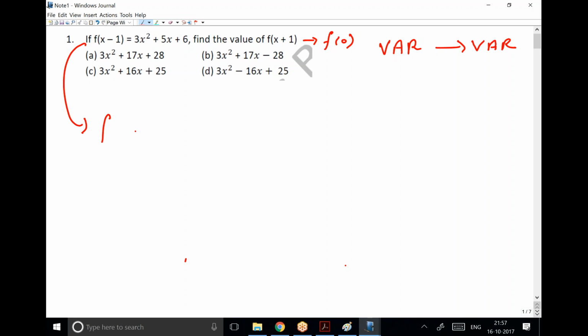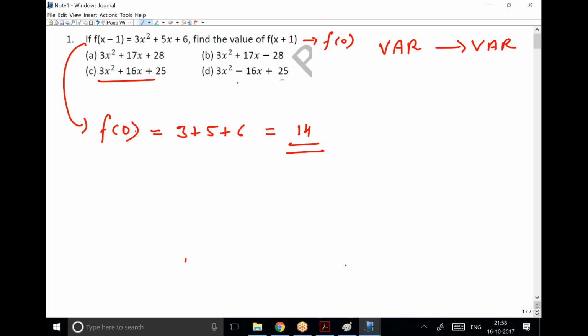If I put x equal to 1 here, it becomes f(0), and if I put x equal to 1, it comes out to be 3 plus 5 plus 6, which comes out to be 14. So f(0) has to be 14. When f(0) has to be 14, we know that when we put -1 here, we get f(0). So if I put -1 in an answer option, it is supposed to give us 14. So put -1 in the answer options.